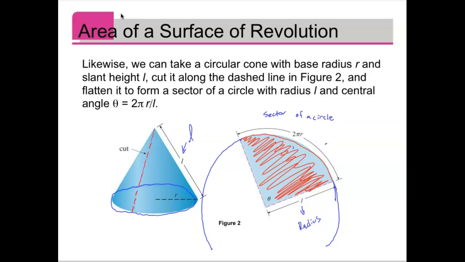Okay, so this is how we're going to do that. First, we need to define something. If this sector has central angle theta, then it's true that theta equals 2 pi r over L. That's just arc length divided by the radius of the bigger circle. And that's true. That's just the definition of an angle in radians, okay? This is calculus, so we're dealing in radians.